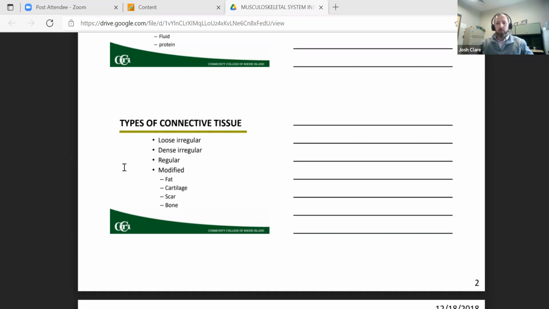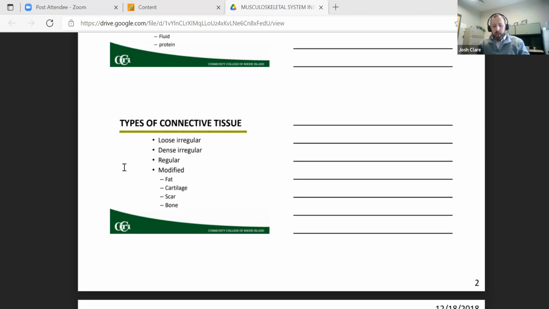Again, the pattern of these irregular connective tissues is a little scattered. They're a little bit all over the place, almost like that cobweb type look to it. Now, regular connective tissue has more collagen than elastin. The fibers are more dense. The exact density will vary depending on the exact structure.